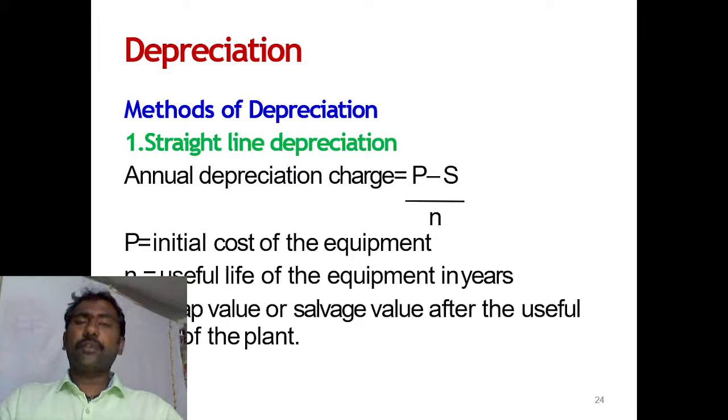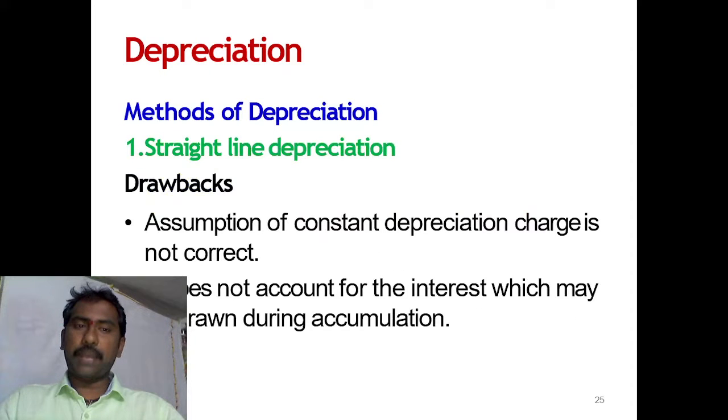By seeing this calculation, we can form one formula. That formula is: annual depreciation charge is equal to (P minus S) divided by N, where P is the initial cost of the equipment, N is the useful life of the equipment in years, and S is the scrap value or salvage value after the useful life of the plant.